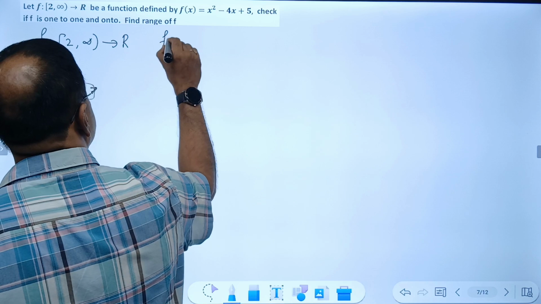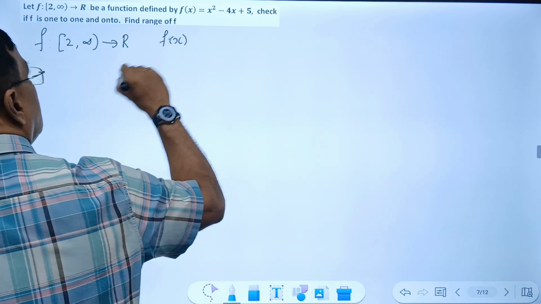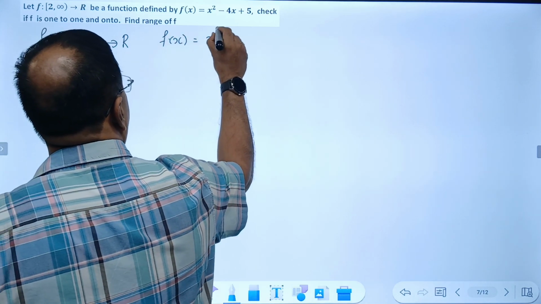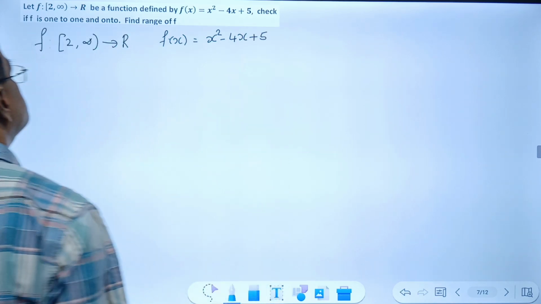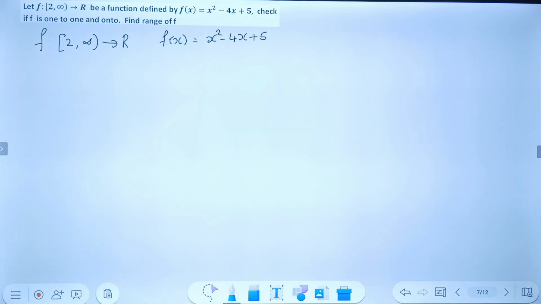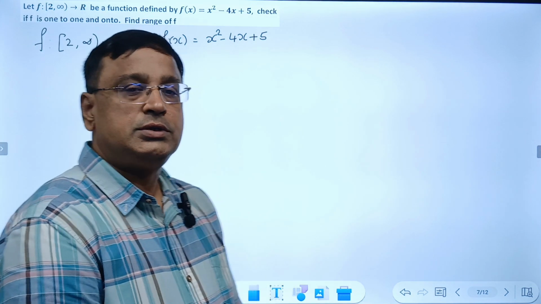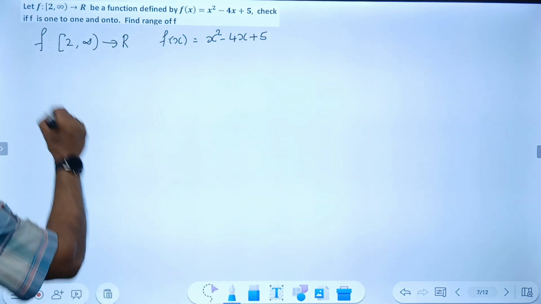How is it defined? It is defined as x square minus 4x plus 5. I have to check whether it is 1 to 1 and onto, which is our job. So what do you do?